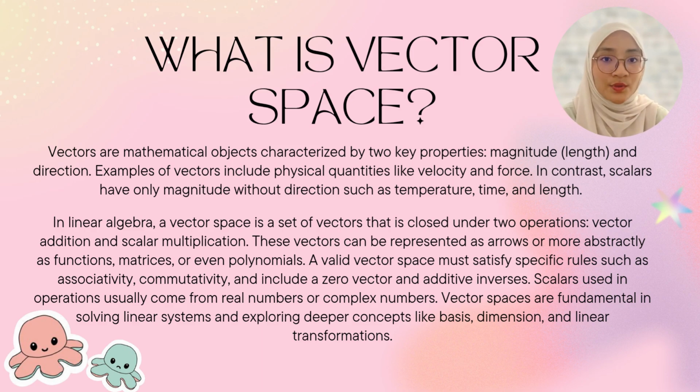In linear algebra, we know that a vector space is a set of vectors that is closed under two operations, which are addition and scalar multiplication. These vectors can be represented as arrows or, more abstractly, as functions, matrices or even polynomials. A valid vector space must satisfy specific rules such as associativity and include a zero vector and additive inverses. Scalars used in the operations usually come from the real or complex numbers.